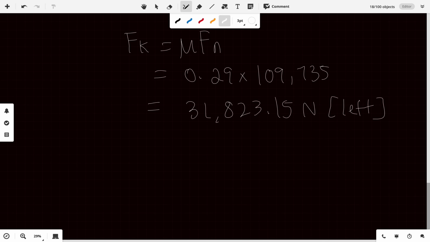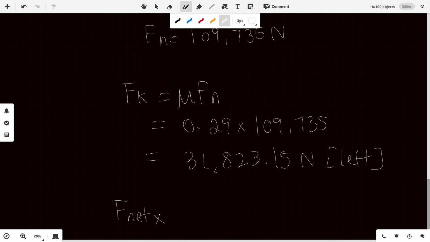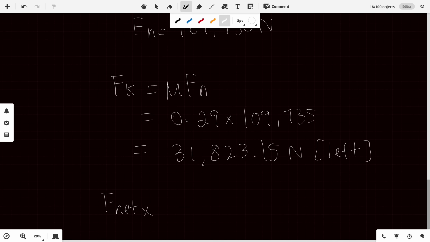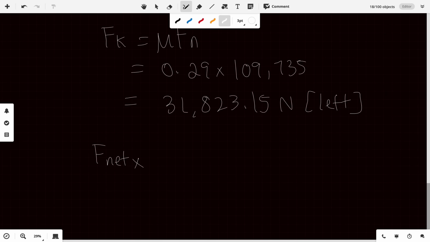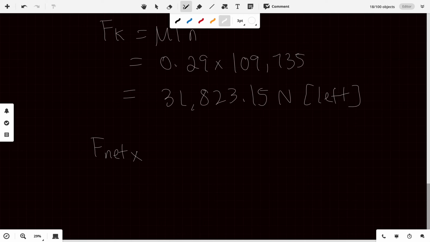Next, I'm going to solve for the Fnet on the x-axis. The question asks for acceleration, which means that the AT-AT is moving horizontally, not vertically. So Fnet x cannot be 0, unlike Fnet y, which is 0 because the AT-AT is not moving up and down, it's moving left and right. I don't know what Fnet x is, so I'm going to solve for that by first listing all the forces on the x-axis. There's Fax and there's Fk.